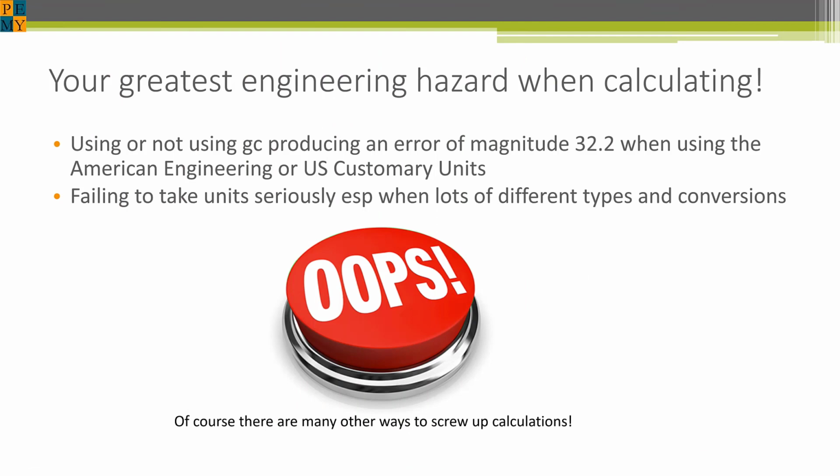Probably one of the biggest hazards when doing any kind of calculation is units. You can get an error of magnitude 32.2 if you do or don't use G sub c, the conversion factor, when it's appropriate. So failing to take units seriously can lead to all kinds of problems, not to mention that there are many other ways to screw up calculations.